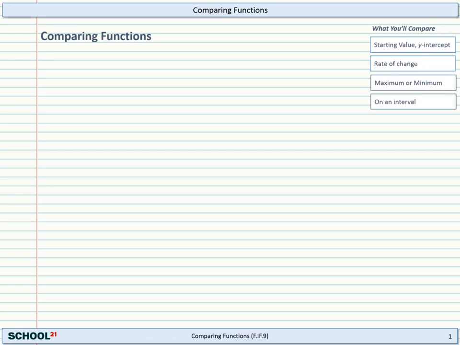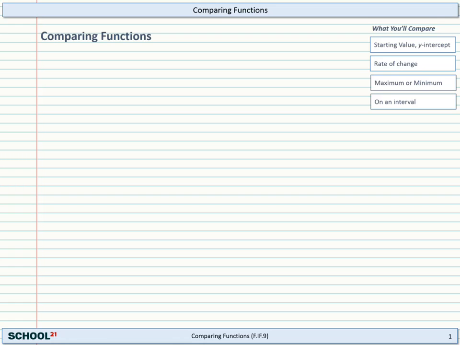A lot of times you'll want to compare one function to another function. That might be to decide what investment to choose, or if you're a scientist, to see which population is growing larger, or if you're an athlete, to see who is going to win a race. And sometimes you'll be comparing functions when they are different types, like linear versus exponential.